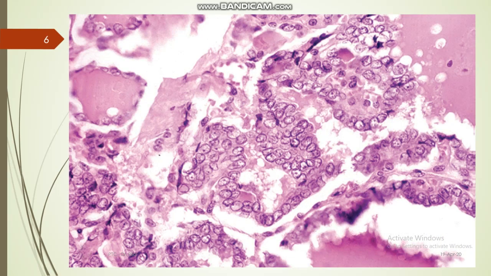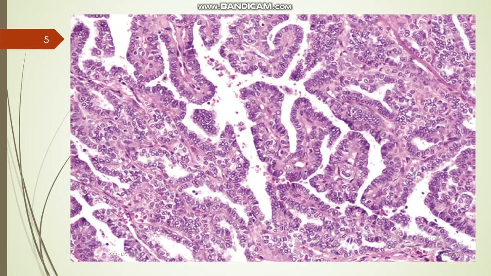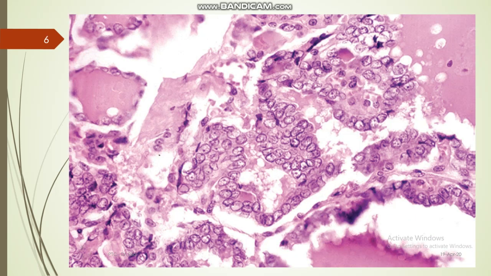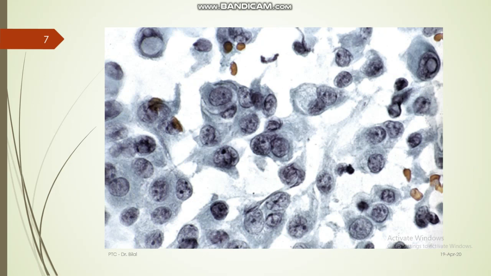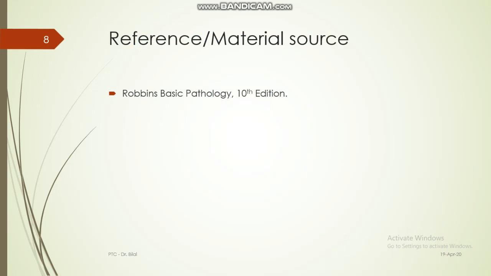Okay, so if we revise a bit: papillae, fibrovascular cores, then overlapping nuclei, nuclear clearing, grooving, crowding, Psammoma bodies, and pseudo-inclusions are the main features of a papillary thyroid cancer. Talking about histology, that is it for now. I hope you've registered some of the points of papillary thyroid carcinoma. Thanks a lot.